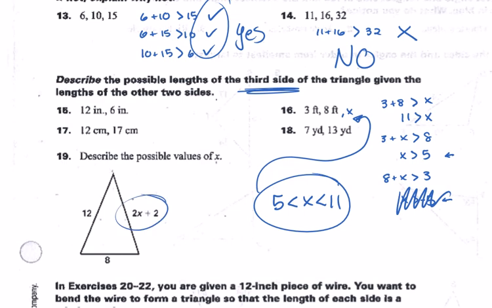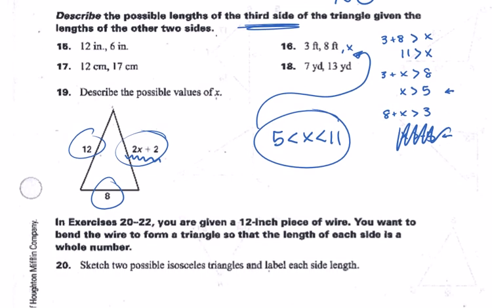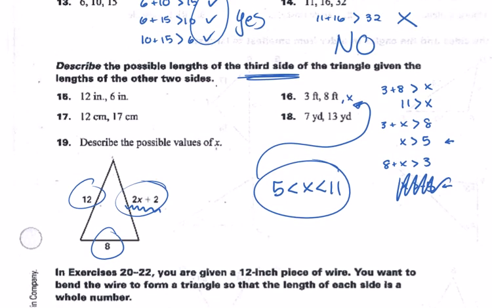And here you would set up the inequalities the exact same way, but instead of just a plain x, you would have a 2x plus 2 in its place. So you would just have an extra step or two.